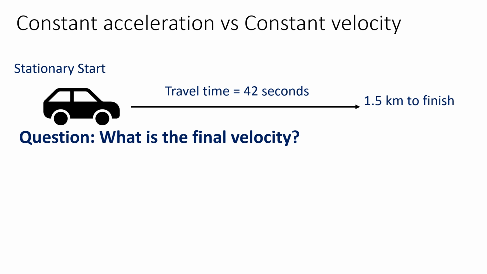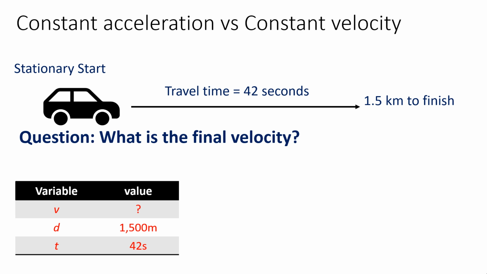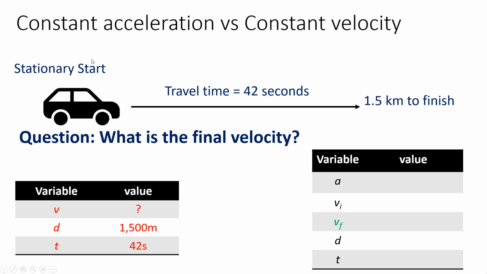So firstly though, I want to show you the difference between modeling with constant acceleration and constant velocity. So if I were to say, okay, I've got a car with a stationary start traveling in 42 seconds 1.5 kilometers, right? So 1.5 kilometers is 1,500 meters.